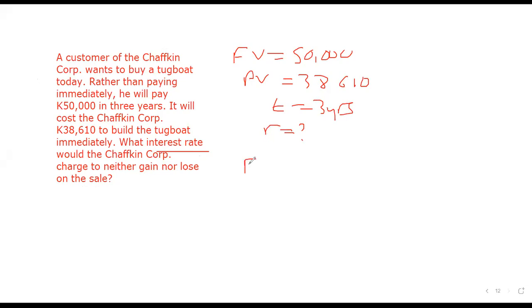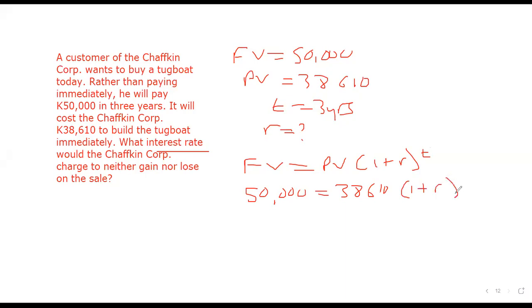So what's the formula we're going to use? Future value is present value times 1 plus R to the power time. So here we have 50,000, then we have 38,610, then here we have 1 plus R to the power 3. So this is similar to question number 2.